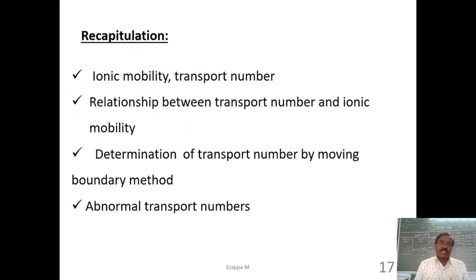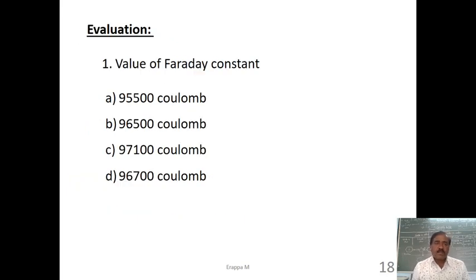So far, you have studied in this session ionic mobility. What is the definition of ionic mobility, what is the definition of transport number, and what is the relationship between transport number and ionic mobility? Then how do you determine the transport number of H plus in HCl by the moving boundary method, and what are the causes for abnormal transport number? So from this session there are some questions.